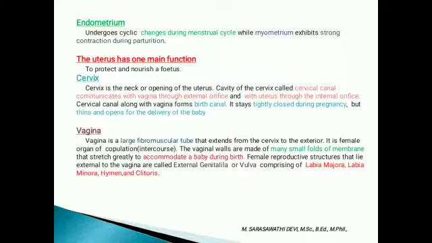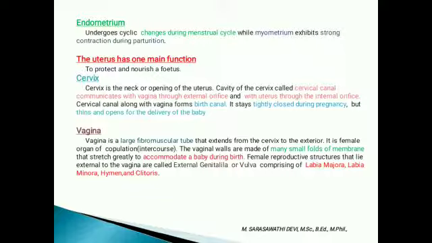Cervix. The cervix is the neck or opening of the uterus. The cavity of the cervix is called the cervical canal. It communicates with the vagina through the external orifice and with the uterus through the internal orifice. The cervical canal along with the vagina forms the birth canal. It stays tightly closed during pregnancy but becomes thin and open for the delivery of the baby.